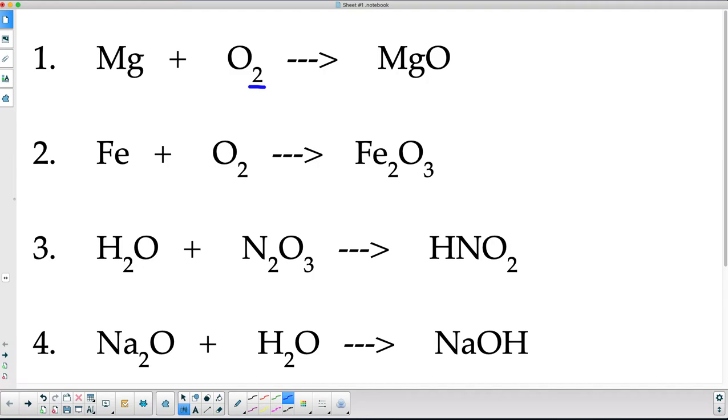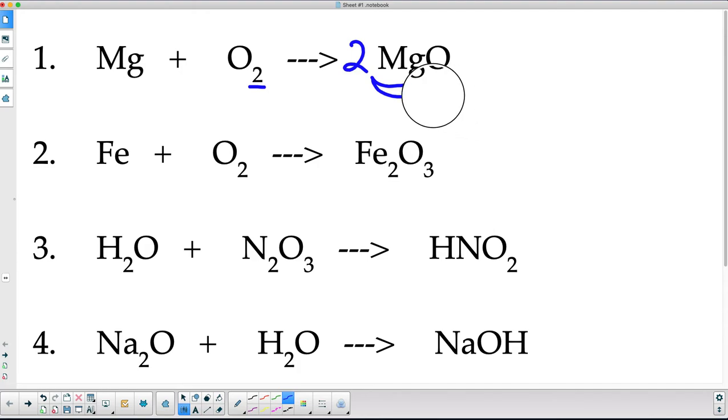So I cannot do that. You are not allowed to change subscripts. That is the cardinal rule in chemistry. You cannot change subscripts in a chemical equation to get them to be the same, because that changes the magnesium to oxygen ratio, and you can't do that. So what we can do, though, is double the number of magnesium oxide molecules I have. So I have 2 now, which means I now have 2 magnesiums and I have 2 oxygens.